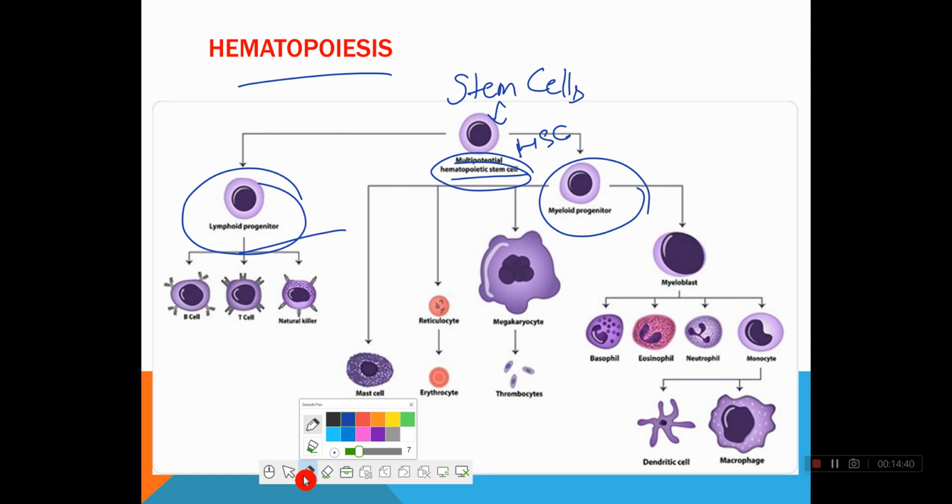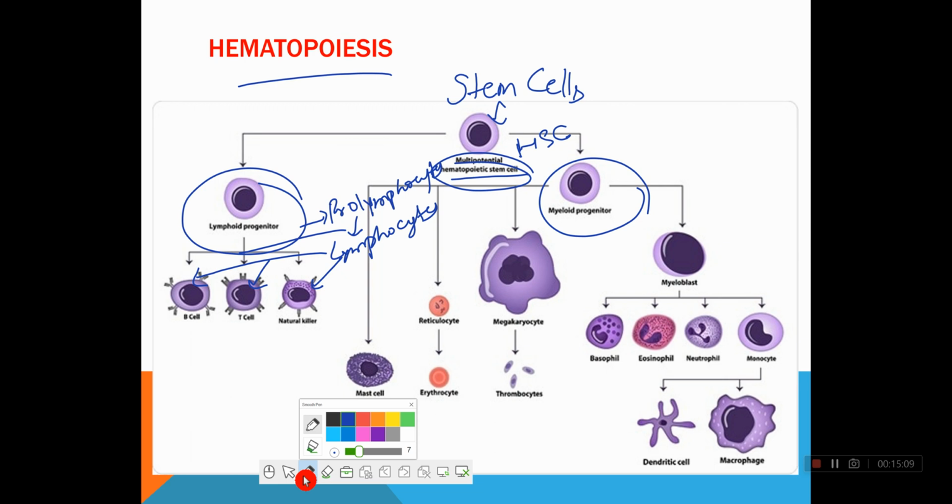The lymphoid progenitor cell line then gives rise to immature lymphocytes like pro-lymphocytes. The pro-lymphocytes will then produce the lymphocytes, which then differentiate into different kinds of lymphocytes: B cells, T cells and the natural killer cells.